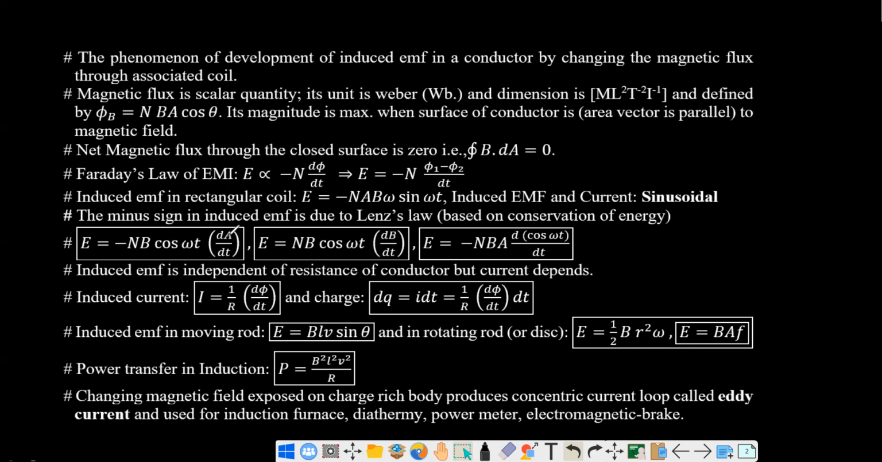So if we utilize this concept of electromagnetic induction, that is Faraday's law, then we can have NB cos omega t dA by dt. See, if we can change the area, for example, if you have a conductor that you can shrink, suppose you lengthen this conductor, and after some time you shrink it this way from the surface, your area is decreasing at some rate.